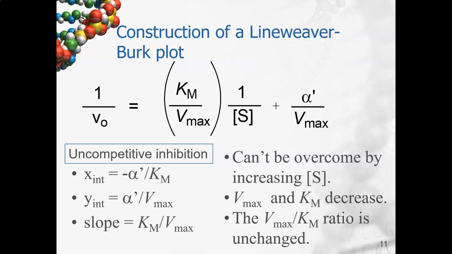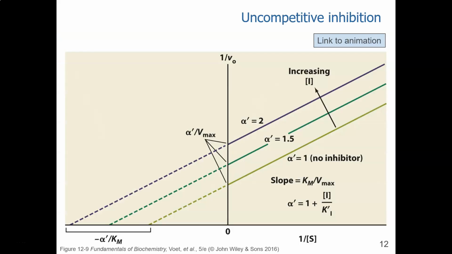And with an uncompetitive inhibitor, you can't overcome inhibition by increasing the substrate concentration because the inhibitor can bind even when substrate is bound. In fact, for uncompetitive, it has to be that way. The inhibitor has to bind to the enzyme substrate complex. So increasing the substrate concentration isn't going to help get you to Vmax. So Vmax cannot be achieved in the presence of an uncompetitive inhibitor.